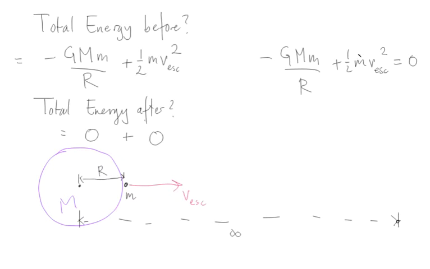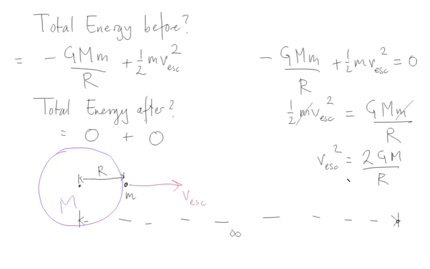Move this over to the right hand side, I get a half m v escape squared equals big G M little m over r. What cancels? Well, the little m, so the mass of the projectile is not relevant, interestingly enough. And I'm going to divide both sides by a half, so I get 2GM over r, and then obviously I have to square root it.